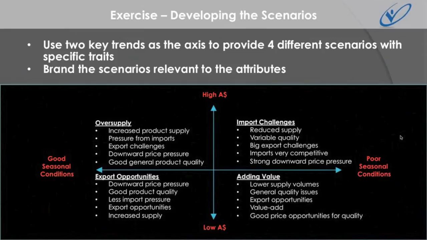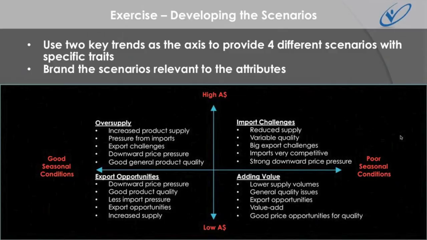What you do is pick high and low for each of those. I've said one axis is the Australian dollar axis, and at one end we've got a high Aussie dollar, and at the other end a low Aussie dollar. On the horizontal axis, we've either got good seasonal conditions or poor seasonal conditions. So you create that axis.